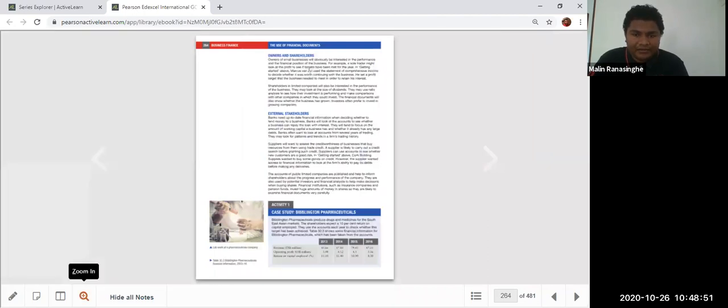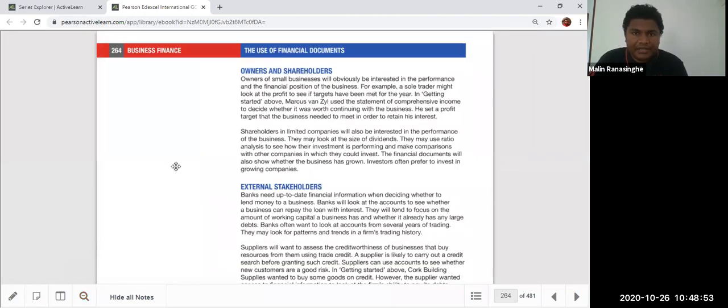Okay, the second one I'm talking about today is the owners and shareholders, the main part of the organization. Another most important internal stakeholder is the owner. In a small business we call them the owner, the sole trader or sole proprietor. If it's a construction company, it's a sole proprietorship. If there are partners, we call them partners. But if it's a private limited company, public listed company or multinational company, we call them shareholders. So owners of a small business will obviously be interested in the performance and financial position of the business.